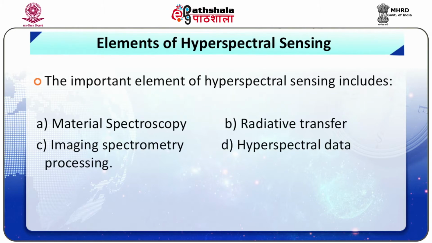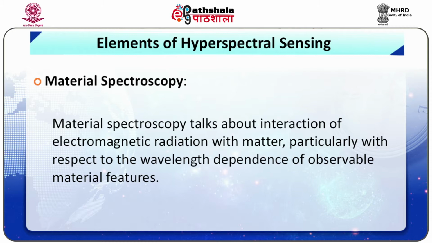Now we will discuss the various elements of hyperspectral remote sensing. The important elements of hyperspectral remote sensing include, A, material spectroscopy, B, radiative transfer, C, imaging spectroscopy, and D, hyperspectral data processing. We will start with the very first, that is, material spectroscopy.